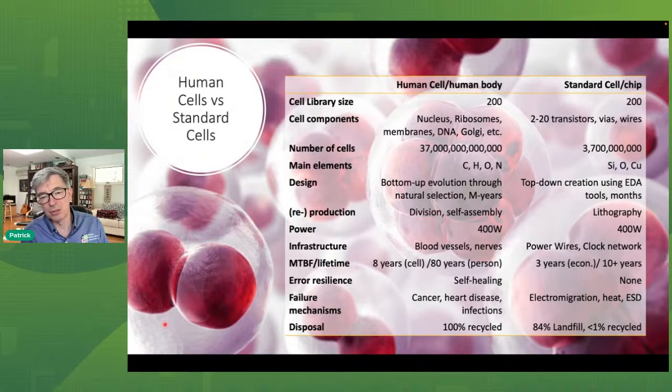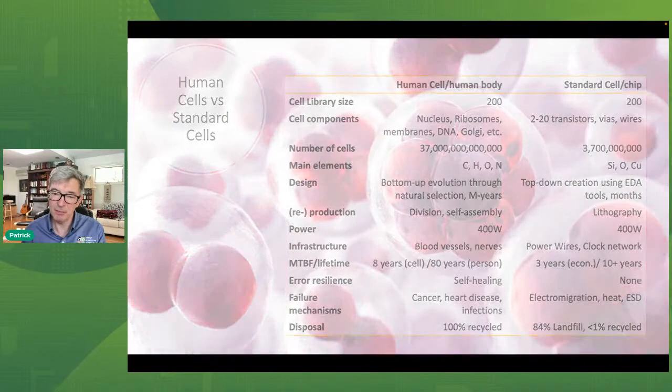Every cell in our body needs to renew in about 8 years, whereas electronics also dies after a while, but then due to heat or electron migration. But the economic lifespan of components is more in the order of 3 years rather than 80 years. And finally, of course, we are entirely recyclable, and unfortunately, electronics gets barely recycled, so only 16% gets collected, and then of that, maybe less than 1% of the materials can be recycled. So we have a little bit of way to go there.